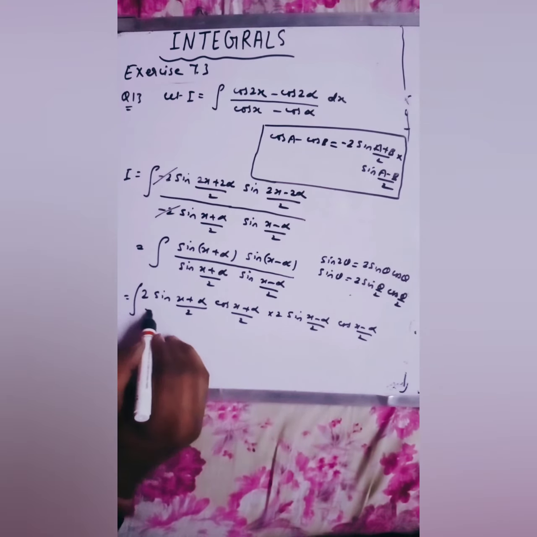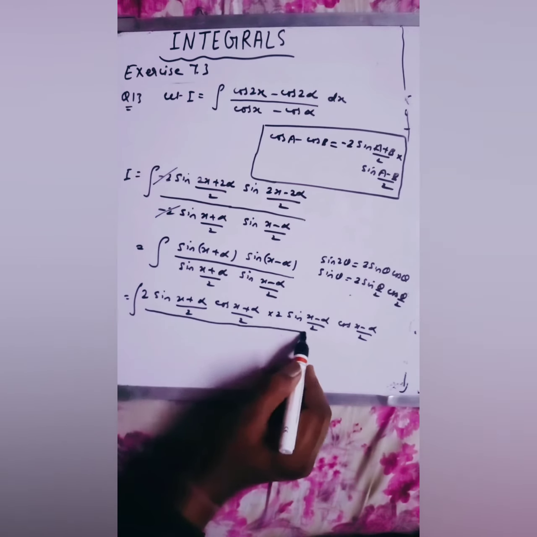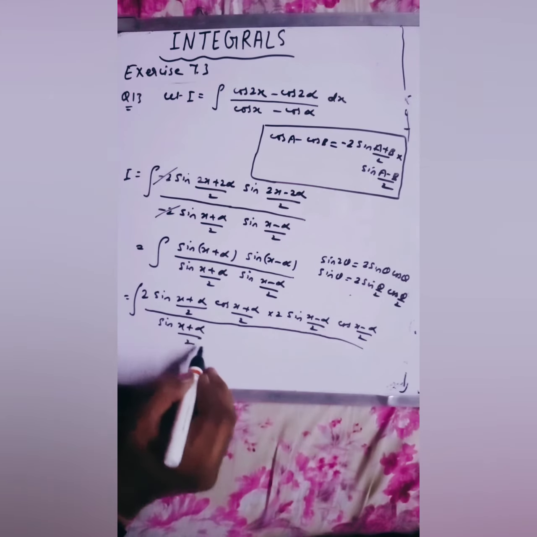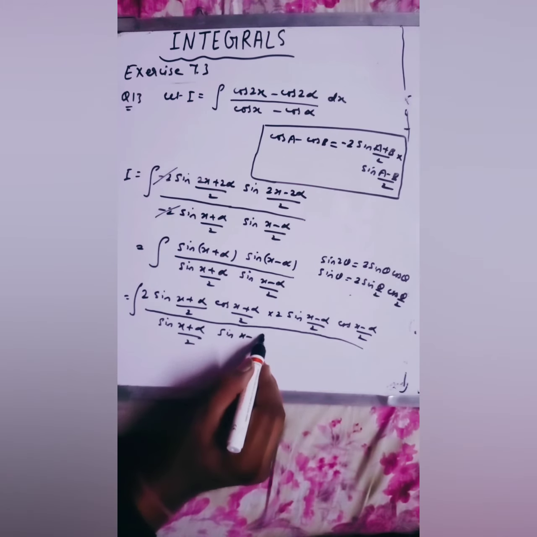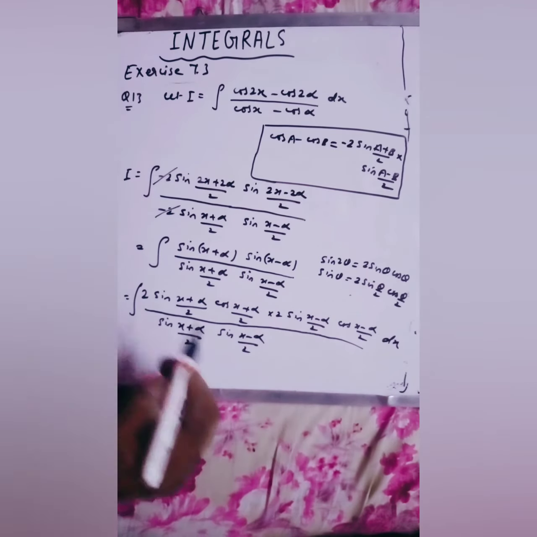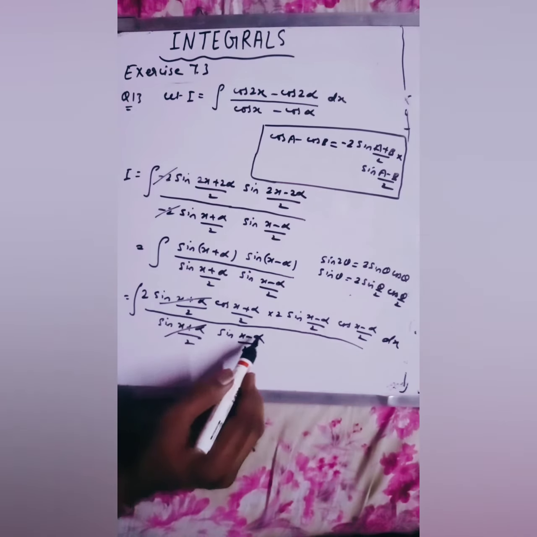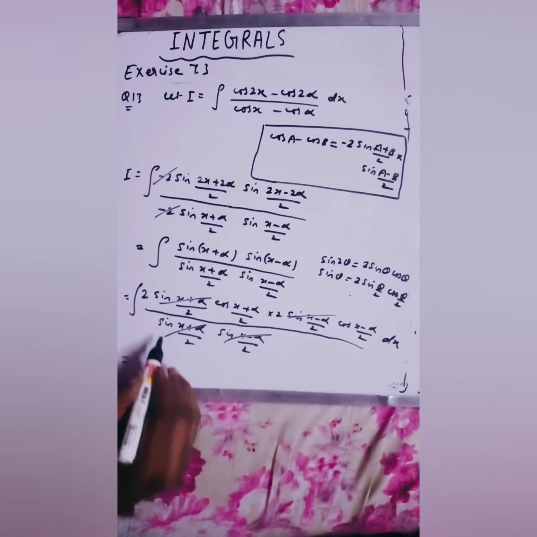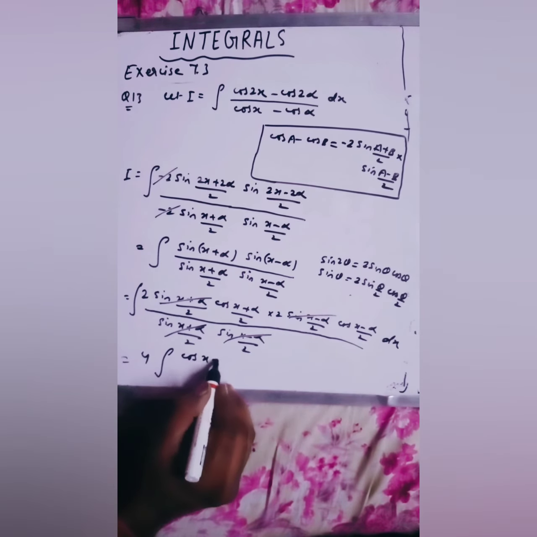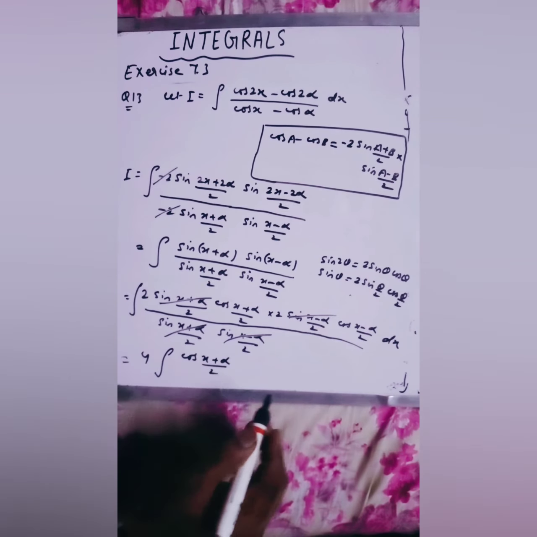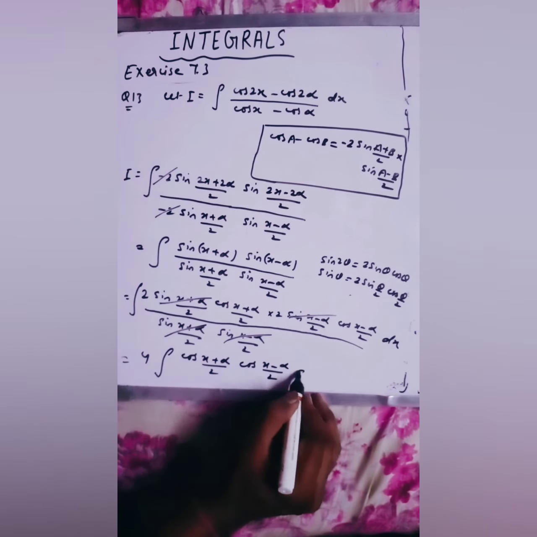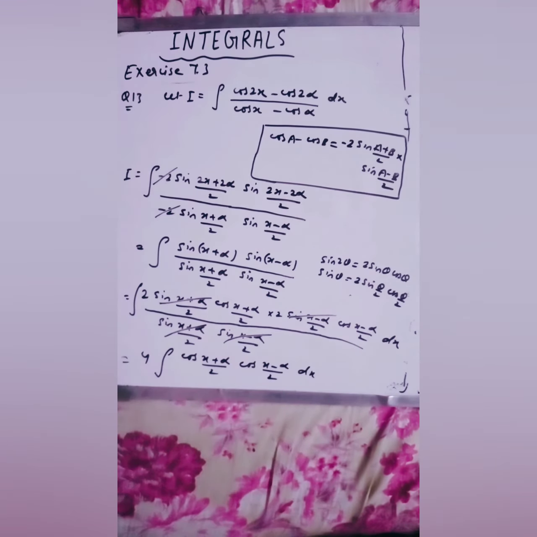Integration over sine (x plus alpha) by 2 sine (x minus alpha) by 2 into dx. Got it? Now cancel these two, cancel this and this, and you will get 4 integral cos (x plus alpha) by 2 cos (x minus alpha) by 2 into dx. Got it?